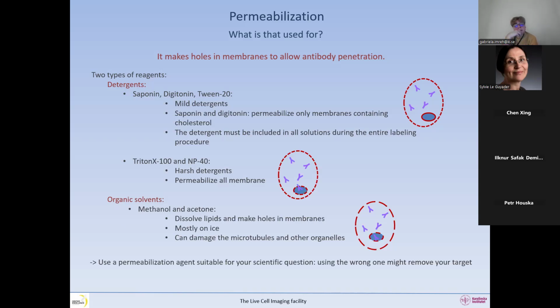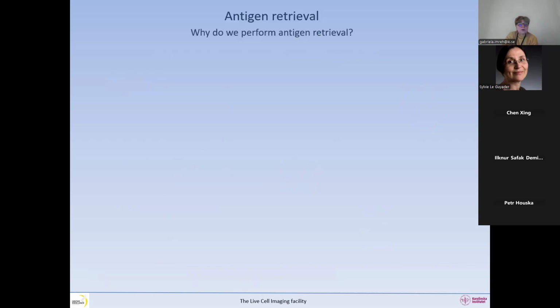So always use a permeabilization reagent that is suited for your scientific question, because if you use the wrong one, you might actually remove your target. So just asking your friend what they use, your friend working with totally different samples and conditions, might give you the wrong answer, and you would remove your target. Always adjust the concentration and time depending on the thickness of the tissue, even for permeabilization. And of course, if you are using organic solvents, you have to make sure that the antibodies are compatible with it.